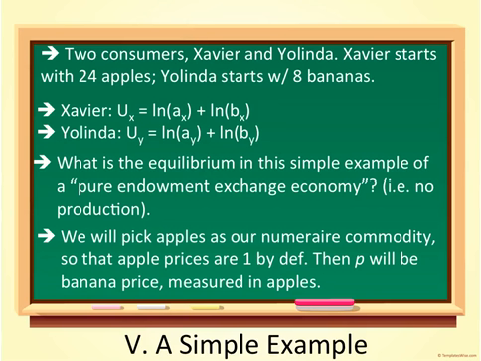So back to this simple example we're working with. Apple prices we're going to say are 1 by definition, and then P is going to be the banana price measured in apples. All right, so P is a variable. What we're trying to figure out is what does P have to be to give us equilibrium. And again, P stands for price. P is the price of a banana, but it's measured in apples. So if we find out that P is 2, what we're saying is apple prices are 1, and then banana prices are 2, meaning you have to give up 2 apples to get 1 banana.